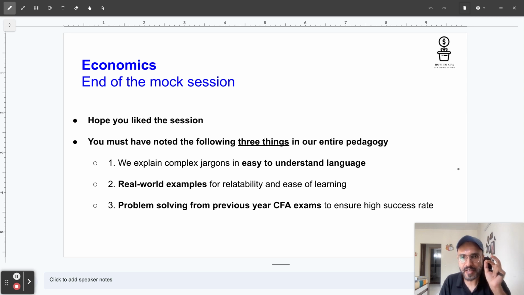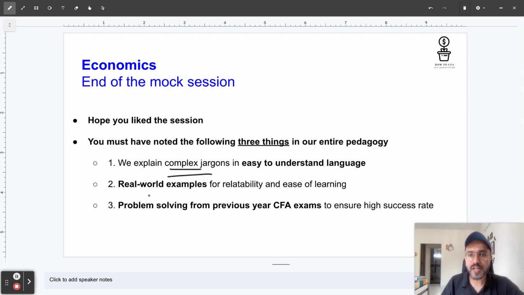I hope you really liked the session. Three things which you must have observed in this session, friends. Number one, we have explained complex jargons in easy to understand language. So we understood a lot of complex jargons like law of demand, inferior goods, substitute goods, inverse relations, right? On the face of it, these are very complex terminologies, but we covered these complex jargons in very easy to understand language.